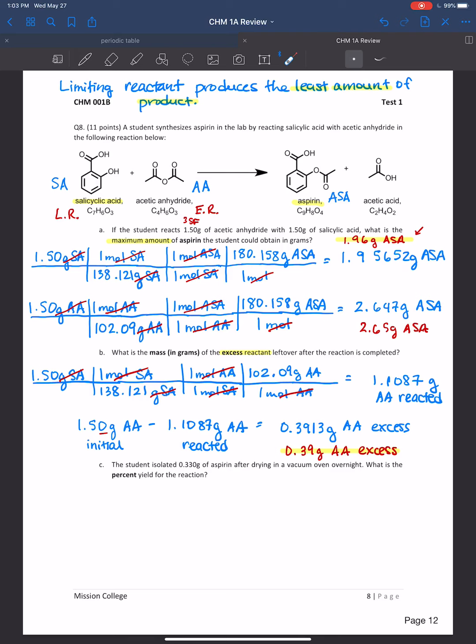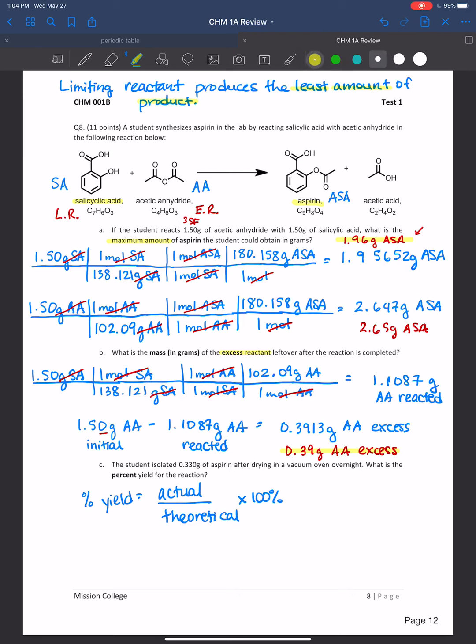All right, so let's answer the last question. It says the student isolated 0.330 grams of aspirin after drying in a vacuum oven overnight. So we're confident there's no water left over. It's just pure dry material here. What is the percent yield for the reaction? So percent yield, let's just remind ourselves, is what over what? Actual yield over theoretical yield times 100%. And usually when we're referring to percent yield, we're referring to one of the products.